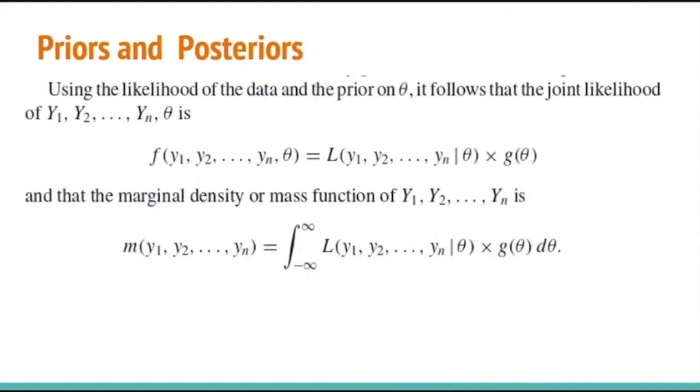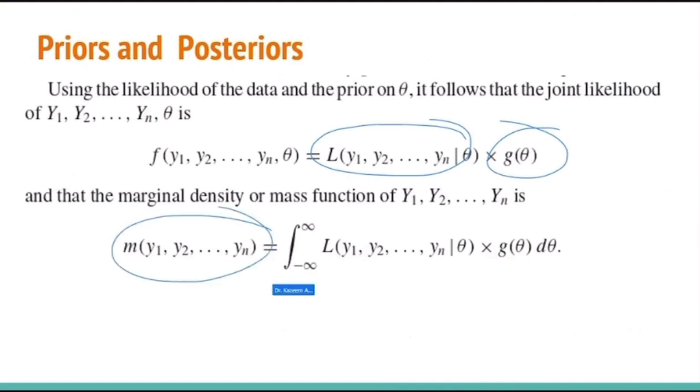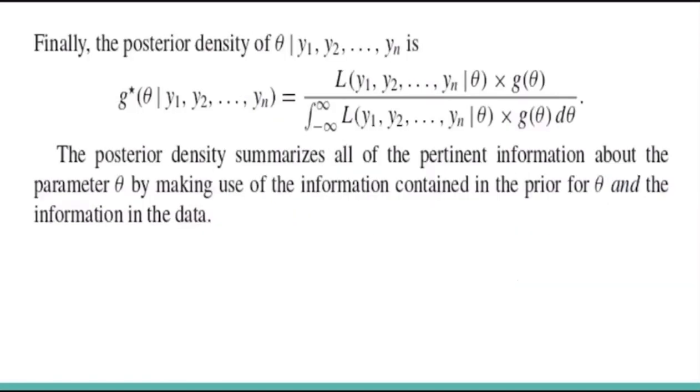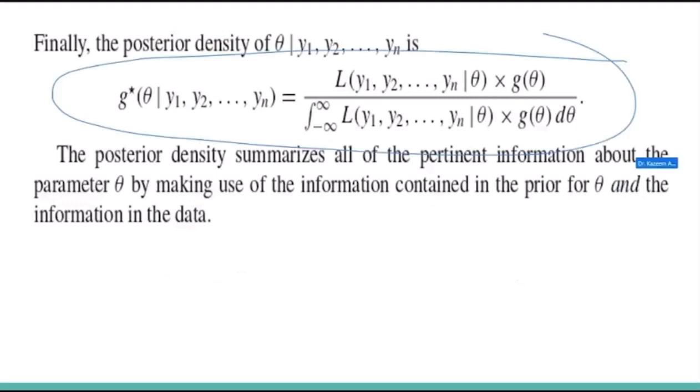So now this is the general idea. I'm going to give you the general idea now. If you take a look, this is the likelihood. This is the prior distribution. And this guy here is the marginal density. The marginal density is what you're going to have in the denominator, which is integrating that with respect to theta, in general form. So now when you take a look at this guy, that is the posterior density.